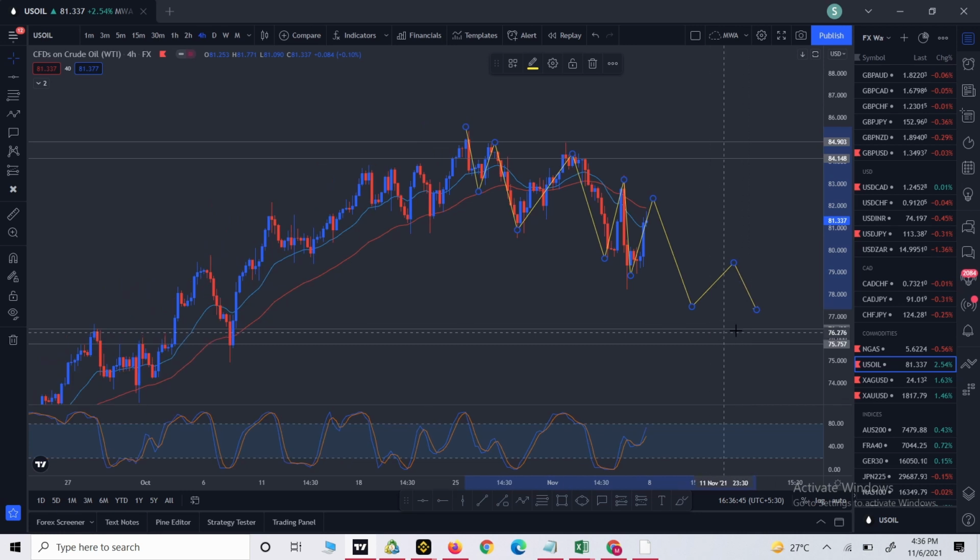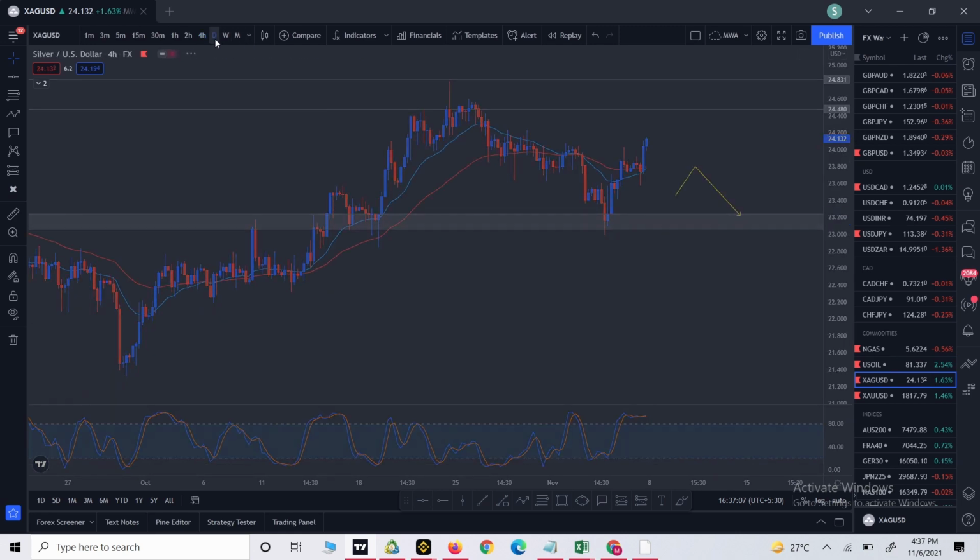And we have to keep in mind this two-line zone is the daily support zone. So in any circumstance, if the price is at this zone, we are going to expect some kind of bounce. So we can look for some kind of bullish price action in this zone and look for long trades on the lower time frame as well. So these are going to be the possibilities on the US oil.